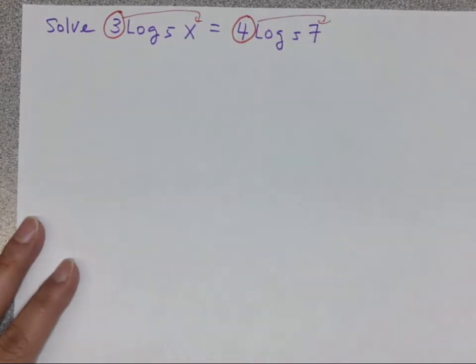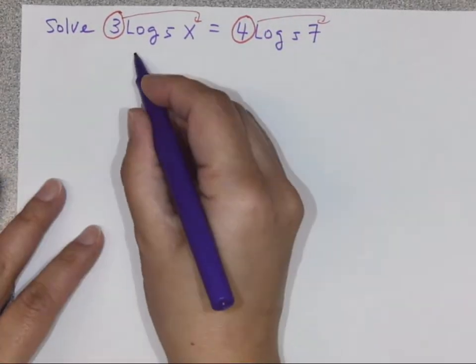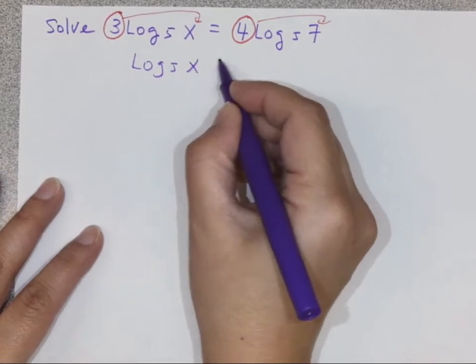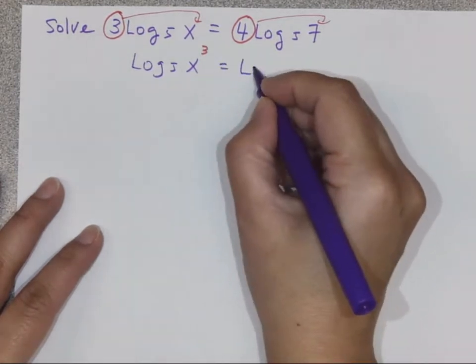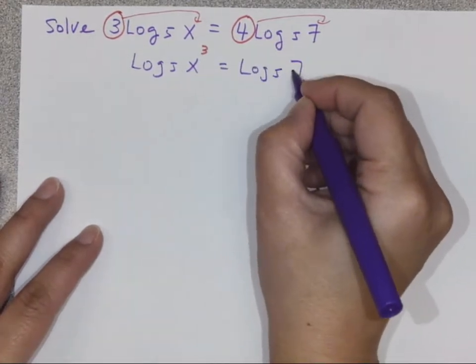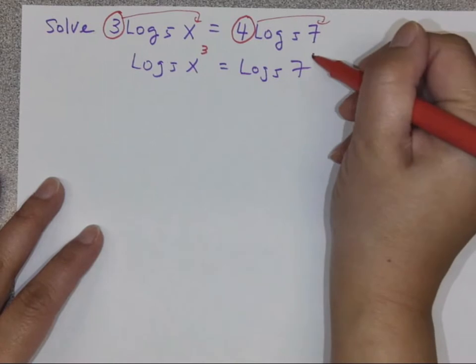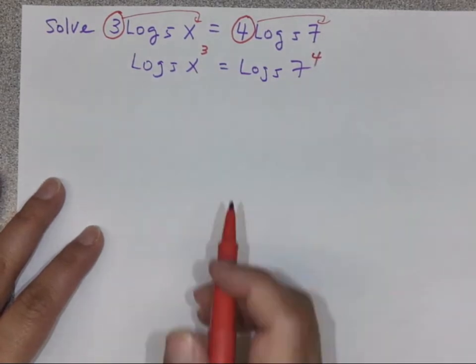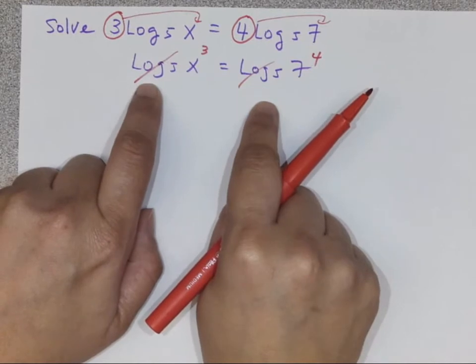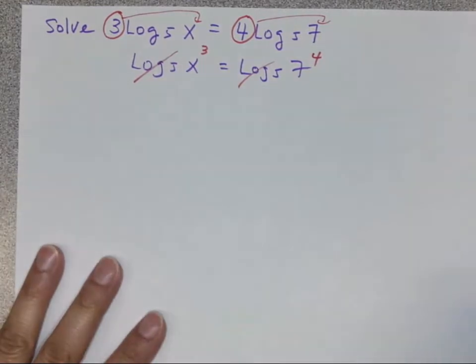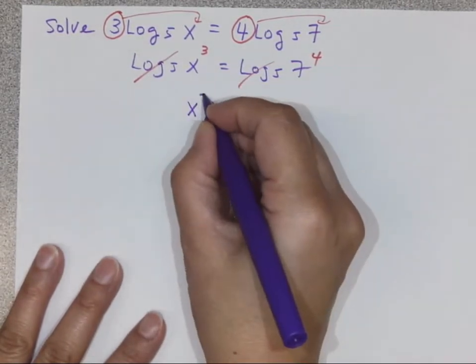So we move them back, and that will give me log base 5 of x to the third power equal to log base 5 of 7 to the fourth power. Now we can do what? Cancel. The time you can cancel is if they only have one term on each side, and they have the same base. All right? Now, x cubed equal to 7 to the fourth power.